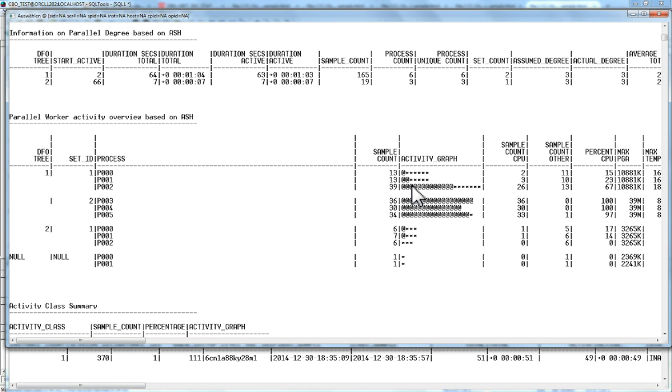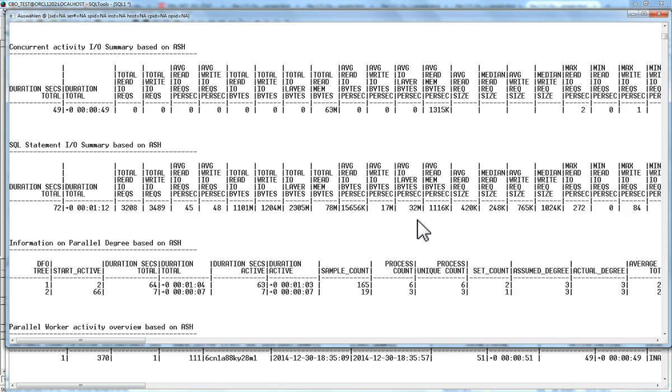But there are other graphs like this here, where it actually makes sense to differentiate between CPU and non-CPU, and then it will look like this, so that you get from this graph an idea of the relative amount of CPU activity versus non-CPU activity. Here you see that approximately 2/3 of the activity of this parallel slave was CPU activity, and approximately 1/3 was non-CPU activity, which means basically everything other than CPU, which might be IO or anything else. So that's the basic idea of these graphical indicators.